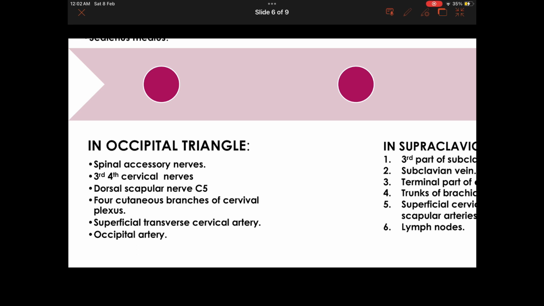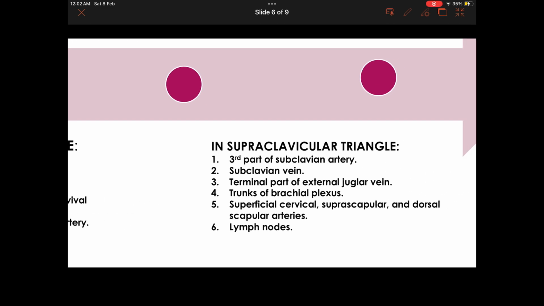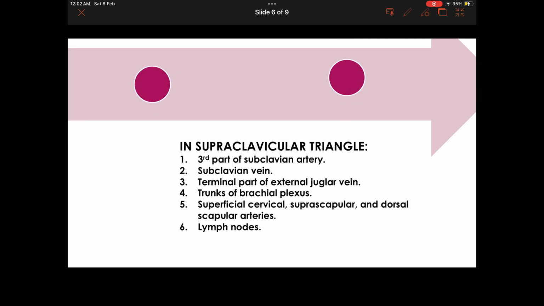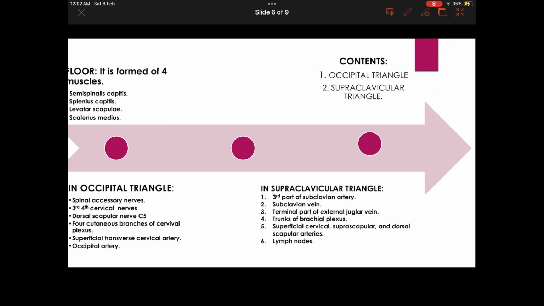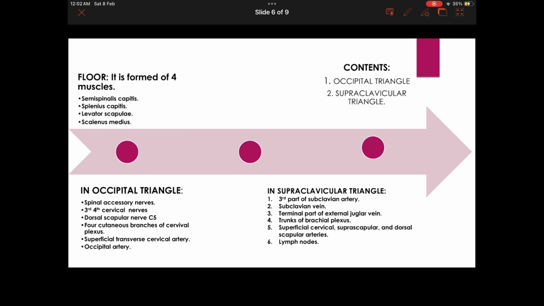I'll be showing you everything in the diagram, but first just understand what is there in the supraclavicular triangle. It has third part of subclavian artery, subclavian vein, terminal part of external jugular vein, trunks of brachial plexus, superficial cervical, suprascapular and dorsal scapular arteries, and lymph nodes. See students, you can write as it is in your exams, in the same form, in the same sequence, under the same heading, and you will get really good marks. Okay.